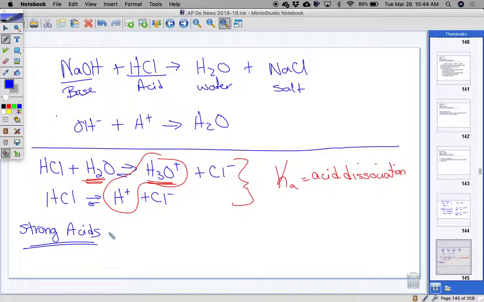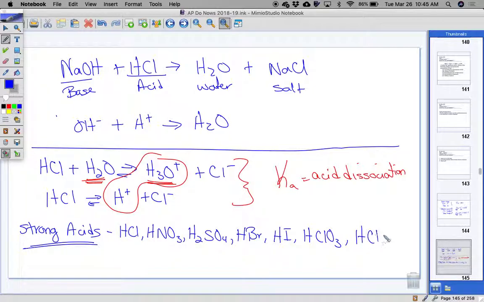Yes. All right, what are your strong acids? HCl, HNO3, H2SO4. We got 3 of 7. Keep going. HBr, HI. We're close. HF is not one. HClO3 and... acetic acid, no. HClO4. Those are your strong acids. Memorize them because anything that's not a strong acid is a weak acid. You must memorize them.